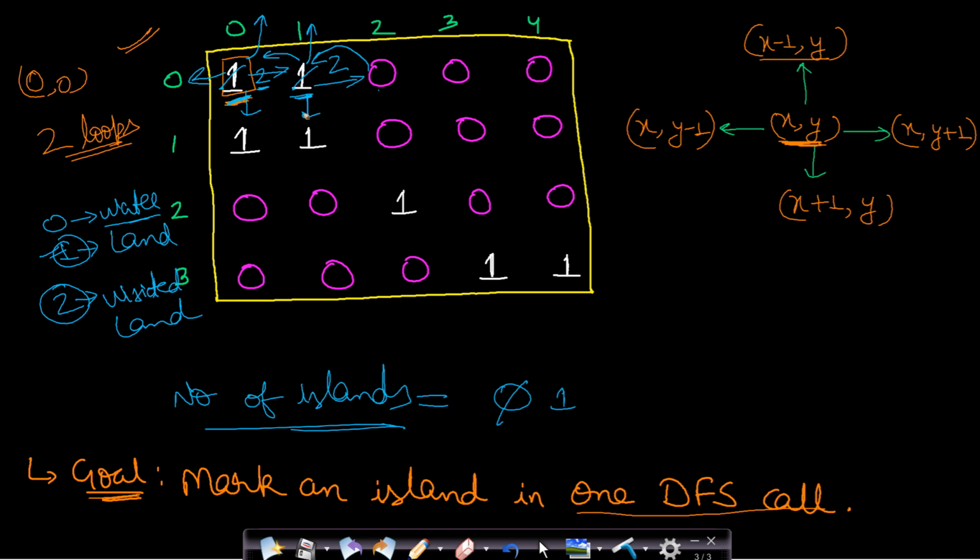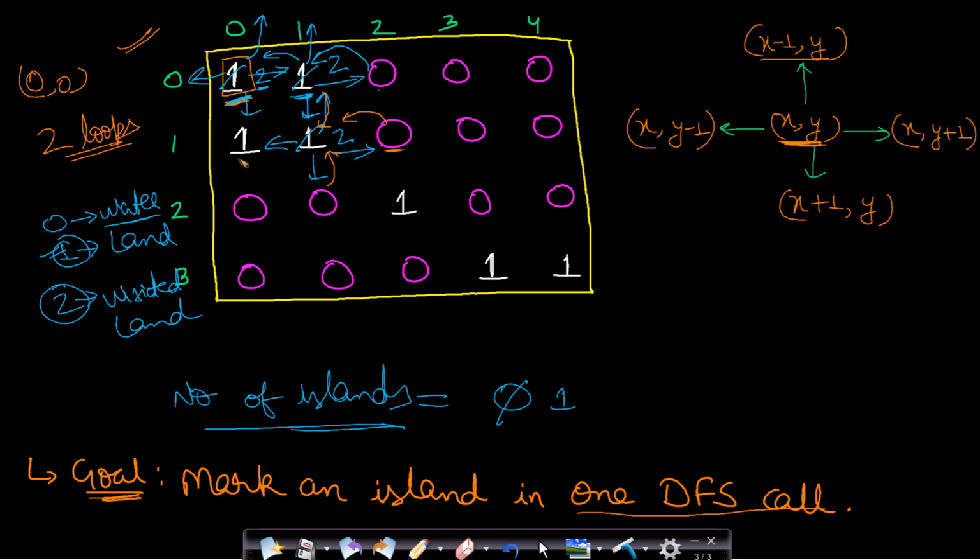And on the down you have 1, so this will be made as 2, and then again you will make 4 different calls: top, right, down, left. So all these calls will be made. The top one is already visited, so you will just return from there. Right side is 0, so this will also be returned. Down is also 0, it will also be returned.